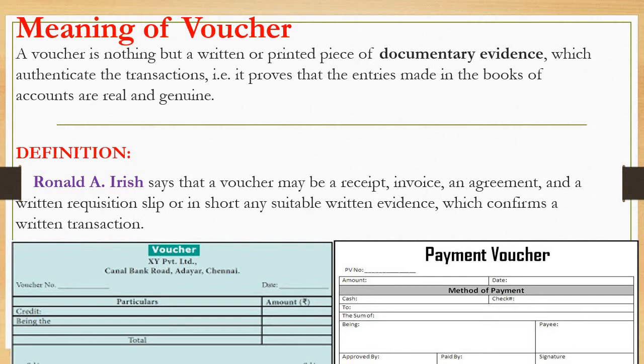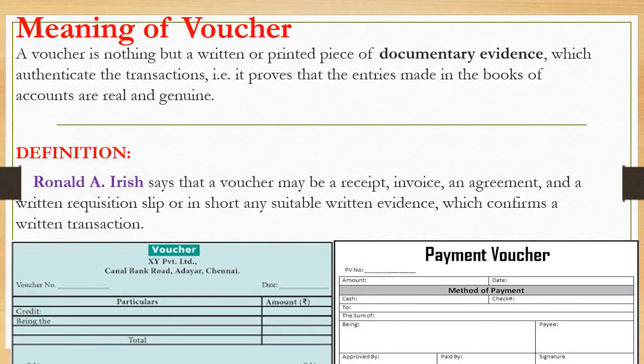And all such vouchers are the basis of entries in the accounting books. The original vouchers are called primary vouchers, and the duplicate vouchers are called secondary vouchers. So this we will discuss later.